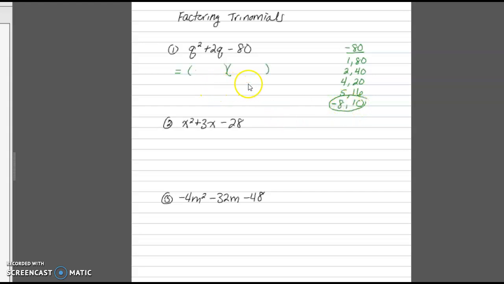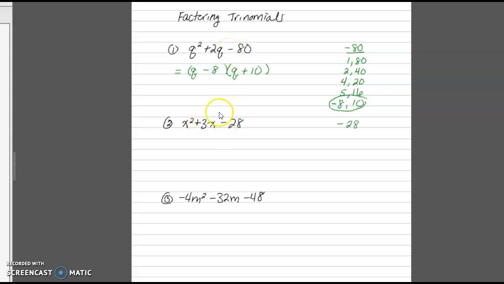So I start to set up my binomials. The variable q goes in the first position, and those two numbers, negative 8 and positive 10, go in the last position of each binomial. It does not matter which one you put first or which one you put second. And again, you can always check by multiplying those binomials together, and when you multiply them and combine like terms, you should get the original trinomial back.